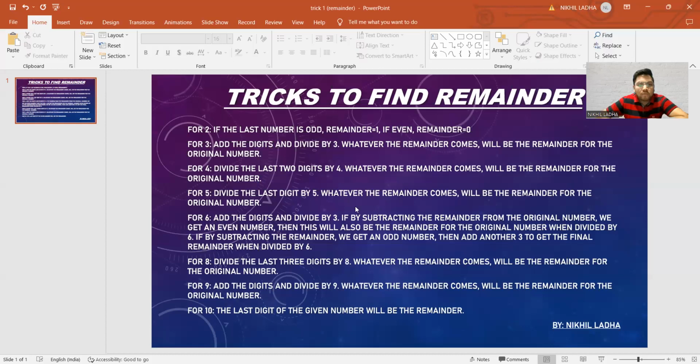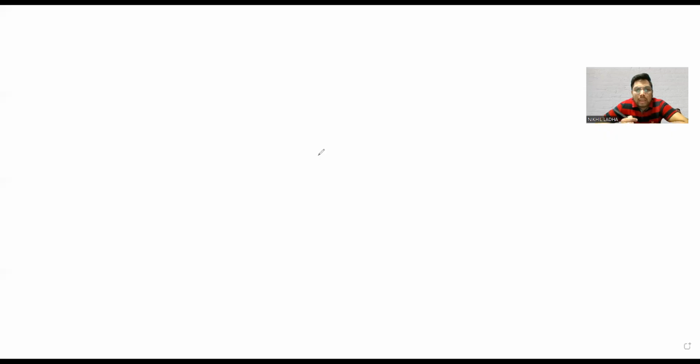So the divisibility rule of 9 said, if the sum of the digits is divisible by 9, then the original number will be divisible by 9. Hence, what we're going to do, suppose 9192939498. We're having this number. We'll just be adding it.